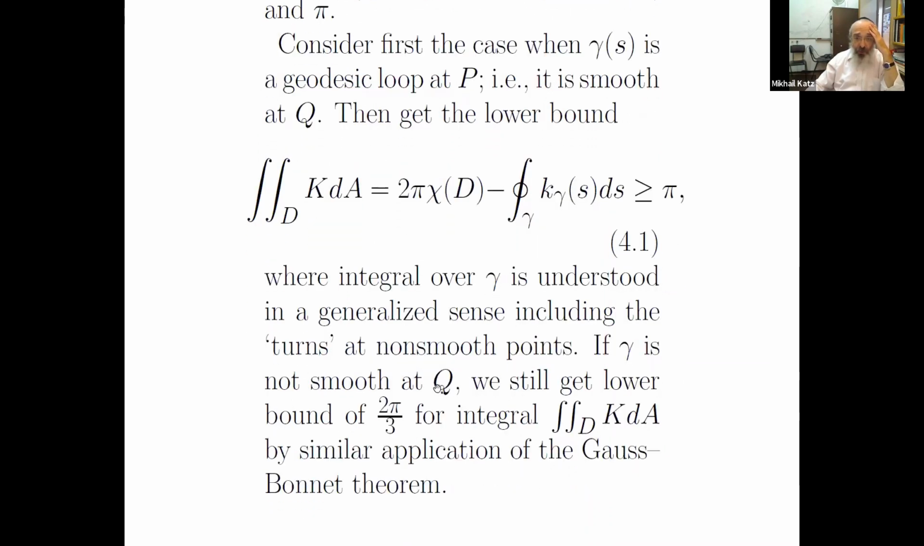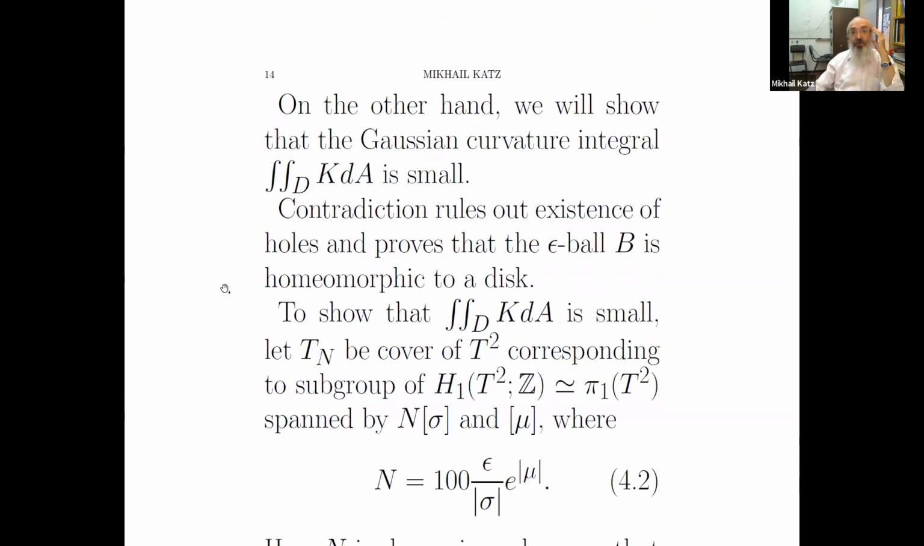And okay, so now if Q happens to be not smooth, in any case, we still get, instead of pi, a lower bound of 2 pi over 3 by the same argument, by a similar application of Gauss-Bonnet. Okay, so how are we going to get the contradiction here? We're looking for a contradiction, we want to show there couldn't be any holes. So we're going to show that this curvature integral is small. It could not be appreciable. And this contradiction, therefore, rules out the existence of holes. And this shows that our epsilon ball is actually homeomorphic in the universal cover to a disk, and therefore in the surface itself it's an annulus.